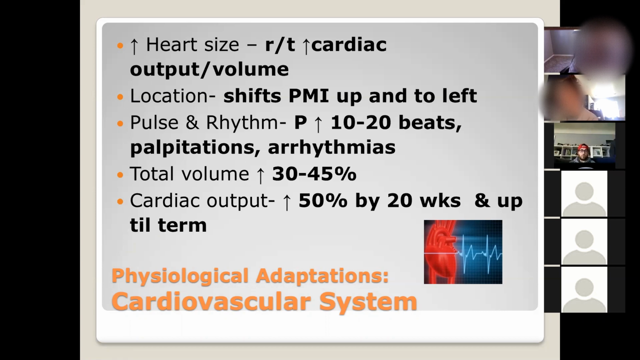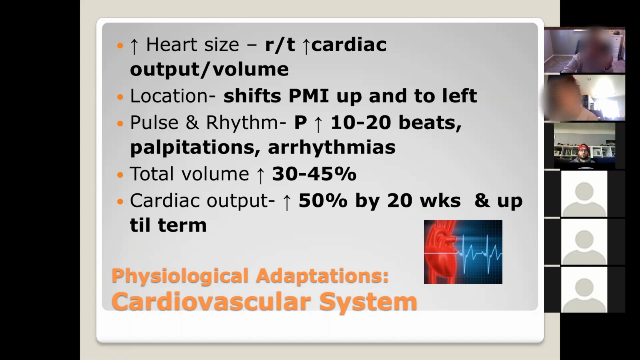So after they deliver, if things do not contract down and do not function properly, they can bleed, and they can bleed out very quickly, okay? So we need to be able to identify those and assess quickly. The PMI shifts up a little bit and to the left, so that might be a little bit different from where you're used to finding it. The pulse increases by about 10 to 20 beats.